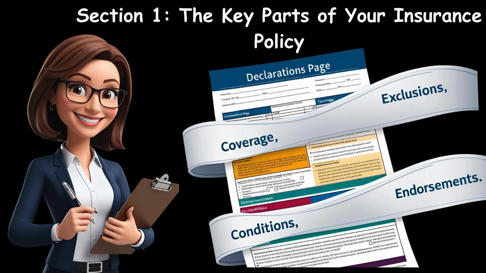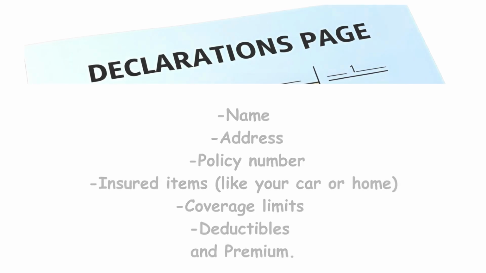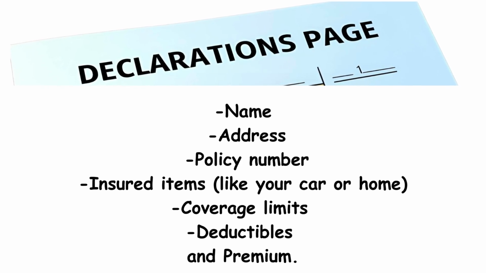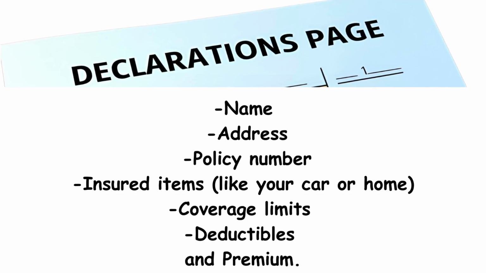Section 1. The key parts of your insurance policy. There are 5 key parts you need to understand. 1. Declarations page. This is the summary page. It includes your name, address, policy number, insured items, like your car or home, coverage limits, deductibles, and premiums.